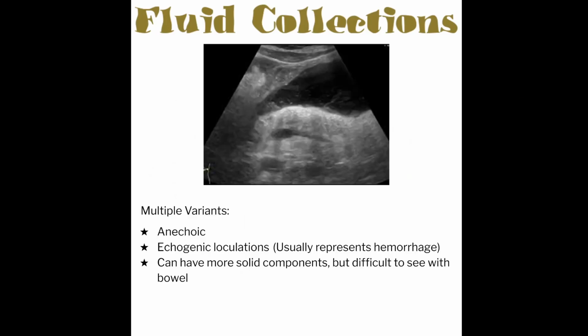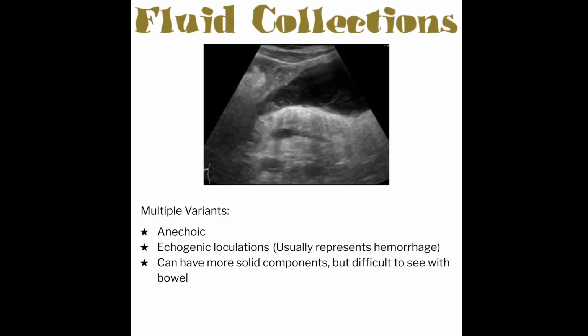As far as ultrasound goes, then, we are going to see multiple variants of fluid collections depending on how long they've been there and what else they're doing to the body in that area. Typically, though, we're going to see anechoic fluid surrounding parts or all of the pancreas. There might also be some echogenic loculations or some solid components within the fluid collections. Those are going to be a little bit more difficult to identify, though, as bowel is also in the area, which can obscure some of those solid parts.